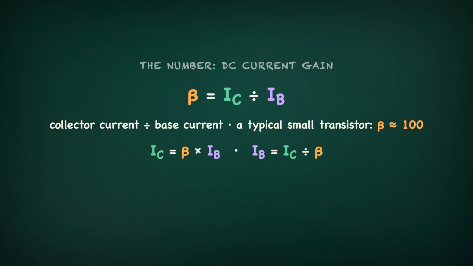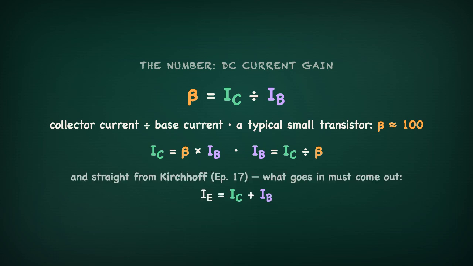Rearrange it two ways and you have everything you need. Collector current equals beta times base current, and base current equals collector current divided by beta. One more, and it's just Kirchhoff's current law from episode 17. Whatever goes in must come out. Emitter current equals collector current plus base current.